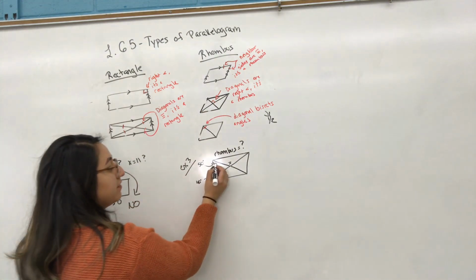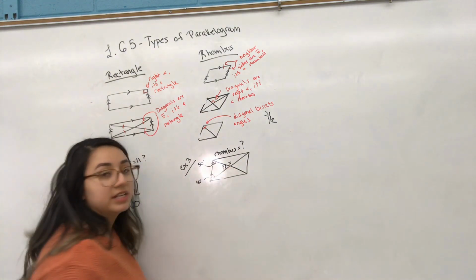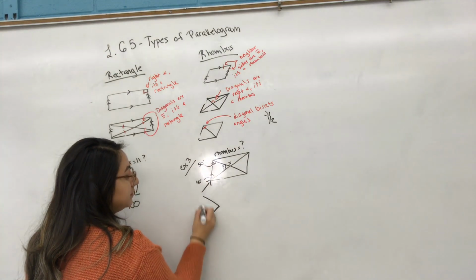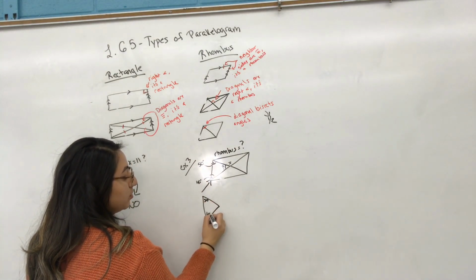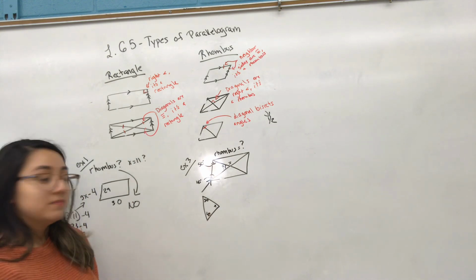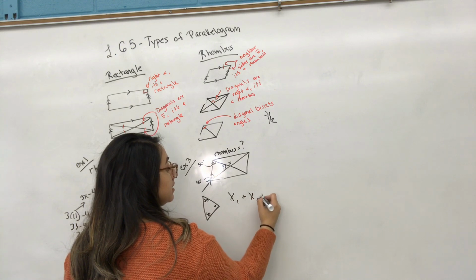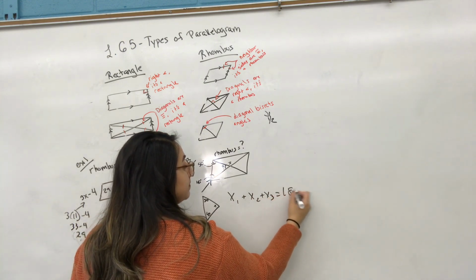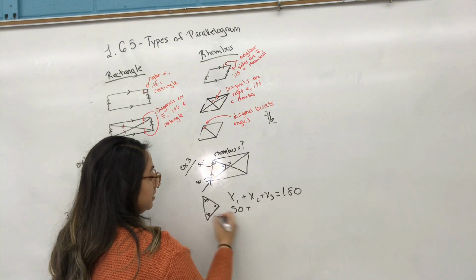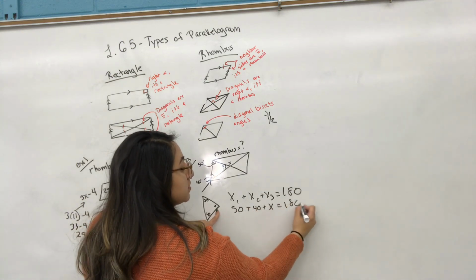So here we have 50 degrees, we have 40 degrees, but we don't have anything for here. So let's go ahead and find that. If I were to take that triangle out, I get 50 and 40, and I'll just put X there. I don't have anything there. We know that the sum of the angles of a triangle equals 180. So 50, that's the first one, 40, that's the second one, and X, that's the third one, equals 180.